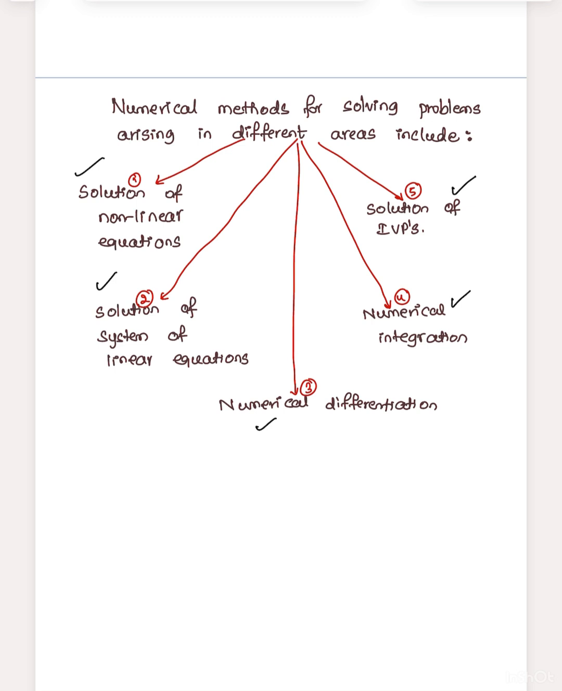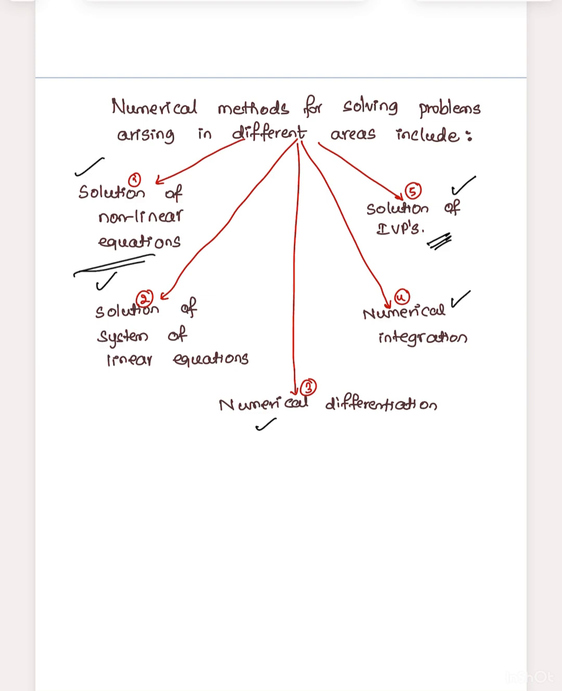Now we have to study so many areas where numerical methods are applied to find the solution. They may be solution of nonlinear equations, system of linear equations, numerical differentiation, numerical integration, and solution of initial value problems. So these have to be studied in order to know what the differential procedures are, what the numerical procedures are. Now we will see one by one.